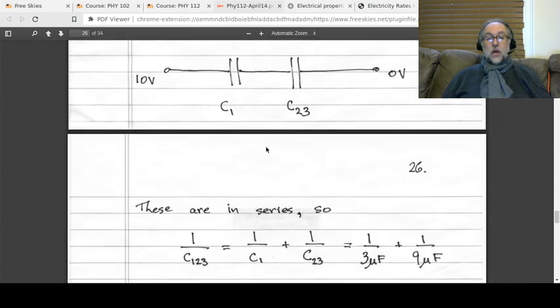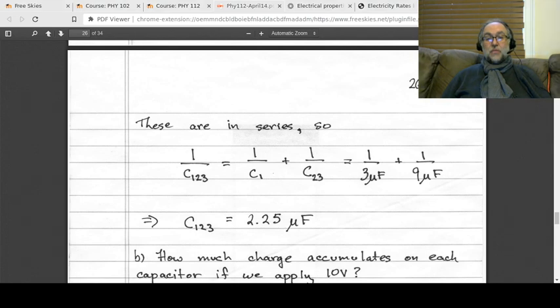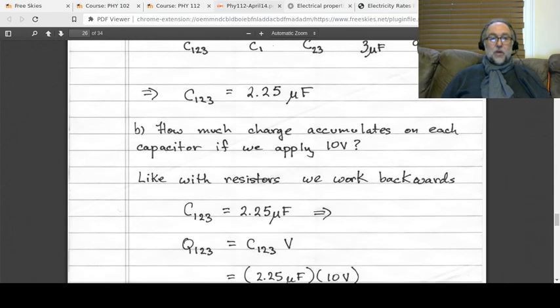When they're in series, what do you do? You add the reciprocals. So the effective capacitance of the whole circuit, C123, is equal to 1 over C1 plus 1 over C23. That's 1 over 3 plus 1 over 9, and that turns out to be C123 is 2.25 microfarads. There we go. We've answered the first question. What is the effective capacitance of the entire circuit? It's 2.25 microfarads. Great. Next question. How much charge accumulates on each capacitor if we apply 10 volts?